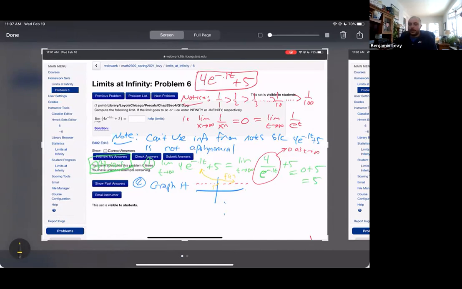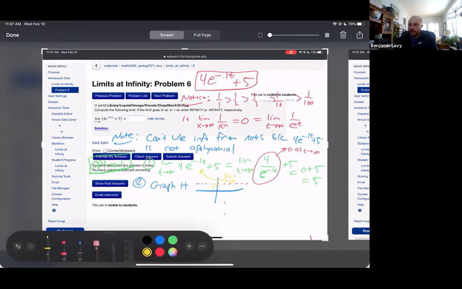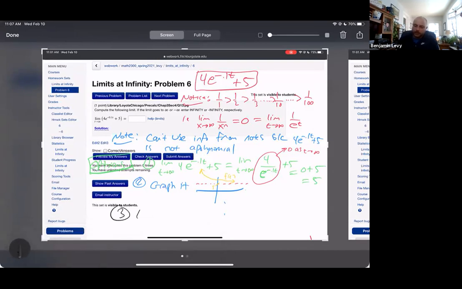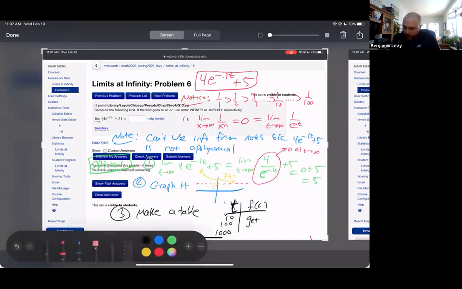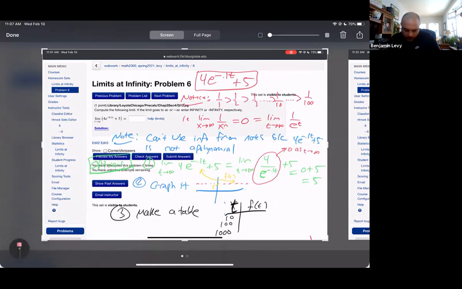The third thing we talked about doing in the notes, if you can't figure this out by hand, is we could always make a table, right? So the third part of this is we could make a table. We just plug in some x values that get big, like 10, 100, 1,000, etc., and you plug them into the function. Except that should be t values, sorry. And you'd see they don't get big. What I meant is they approach 2 or 5.